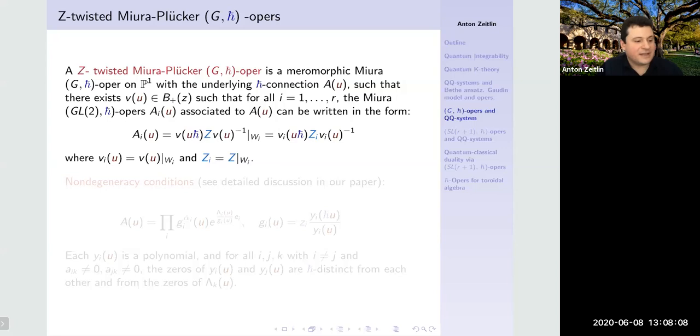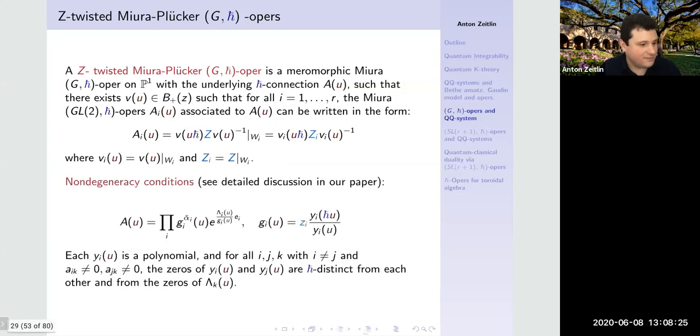Now, imposing non-degeneracy conditions, and I'm not going to discuss it here in detail, it's related to the fact that you want to make this GL2 oper non-degenerate and the H connection non-degenerate. So what does it lead to? If you impose those completely geometric non-degeneracy conditions, the functions y_i, which contribute to g_i, become polynomial, not necessarily rational. They are polynomials with certain conditions, that y_i and y_j have roots distinct from lambda_k. By H-distinct, we mean that they do not belong to the same H lattice.